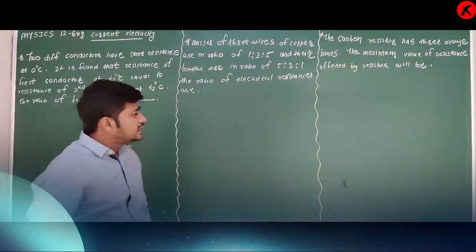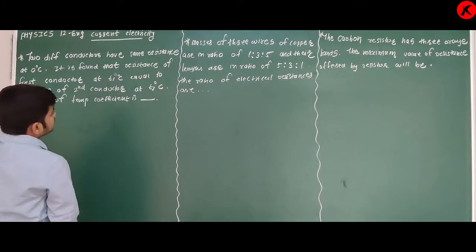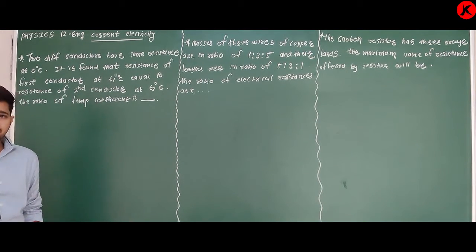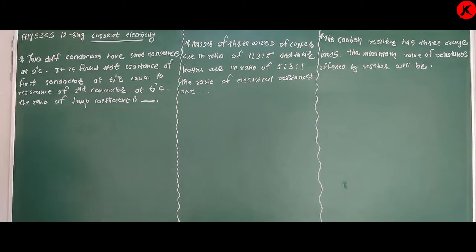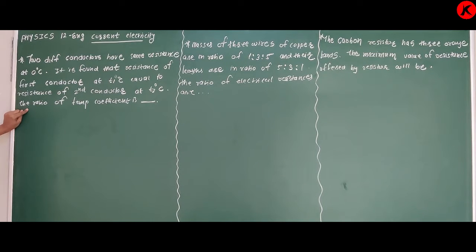12th English medium physics. Topic: current electricity. We will see some more MCQs. First, two different conductors have the same resistance at 0 degree Celsius. It is found that the resistance of the first conductor at T1 degree Celsius equals the resistance of the second conductor at T2 degree Celsius. The ratio of temperature coefficients for the two conductors is to be found.